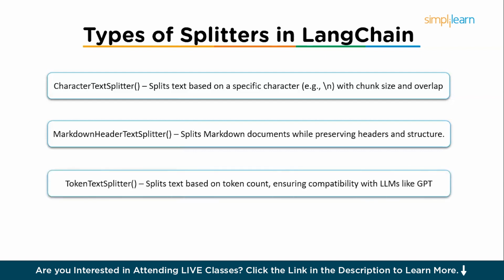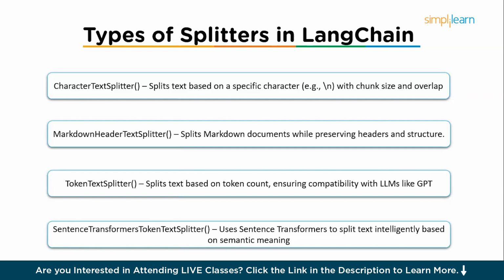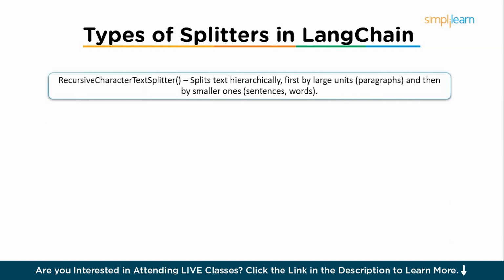And then we have the token text splitter, which splits the text based on the token count, ensuring compatibility with LLMs like GPT. Then we have the sentence transformers token text splitter, which uses sentence transformers to split the text intelligently based on semantic meaning. And then we have the recursive character text splitter, which splits text hierarchically, first by large units and then by smaller ones, that is the sentences and the words.